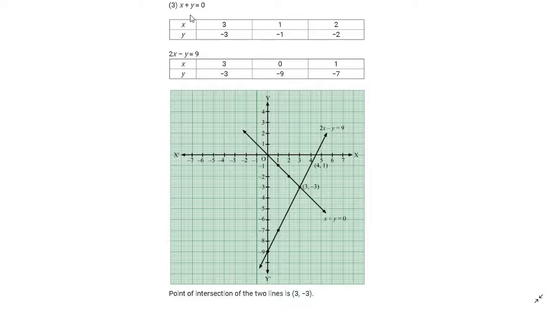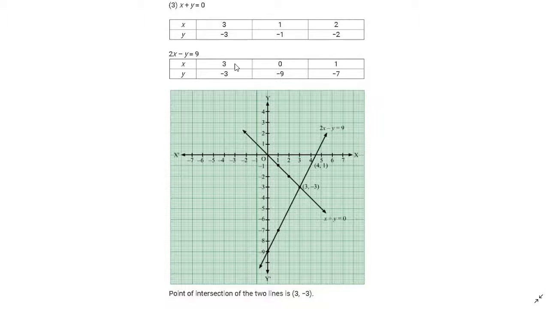When we put x is equal to 3, what we got is y equal to minus 3. When we put x is equal to 1, we get y is equal to minus 1. When we put x is equal to 2, we get minus 2. When we put x is equal to 0, y should be 0. So it is going through our origin. 0 comma 0 is the origin. So this is our first line.